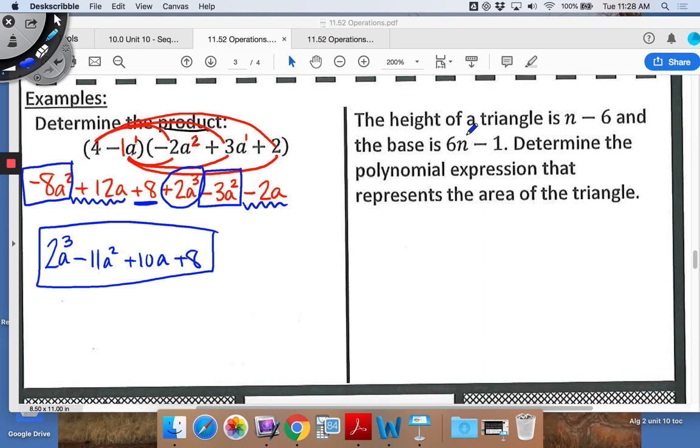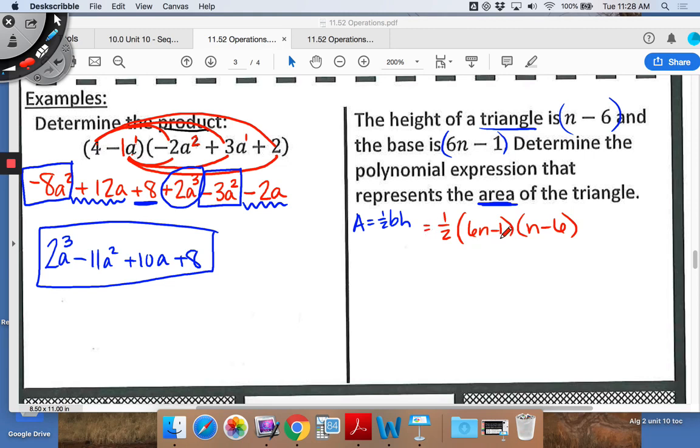Next is a word problem. The height of a triangle is this, and the base is this. Determine the polynomial expression that represents the area of the triangle. Area of a triangle is not on our formula chart. It's something that we're expected to know now. 1/2 base times height. So I'm going to do 1/2 times the base times the height.